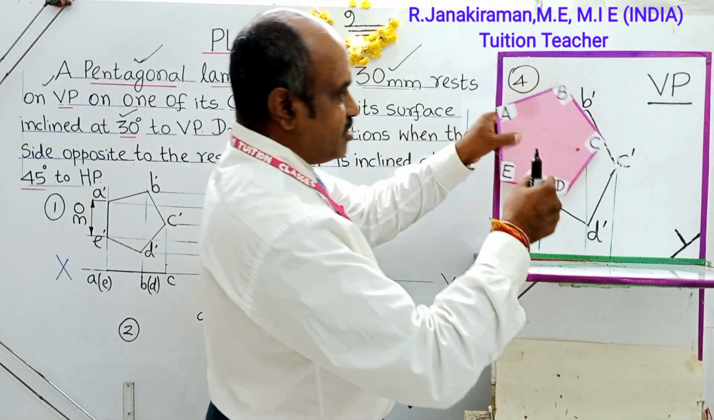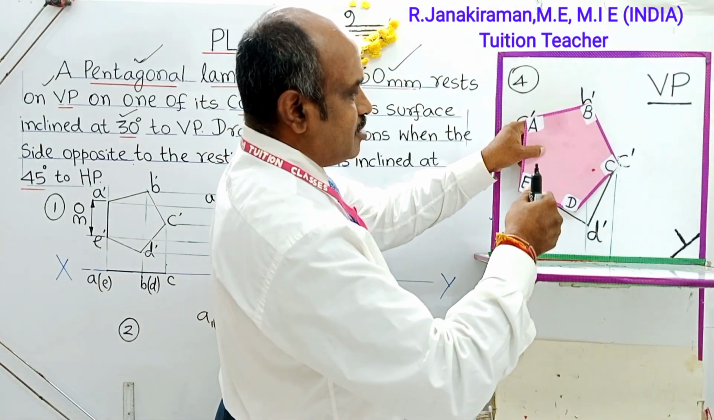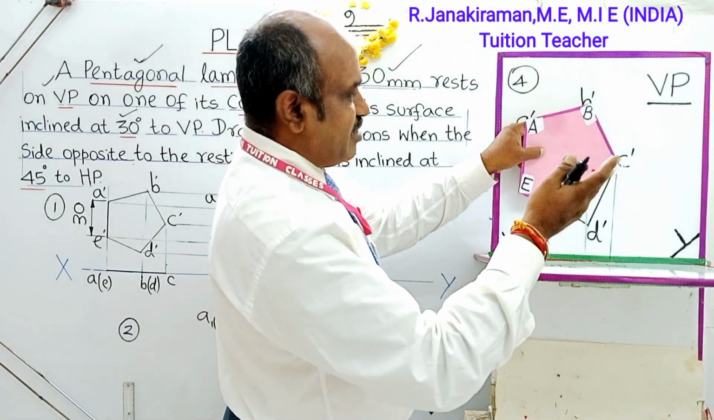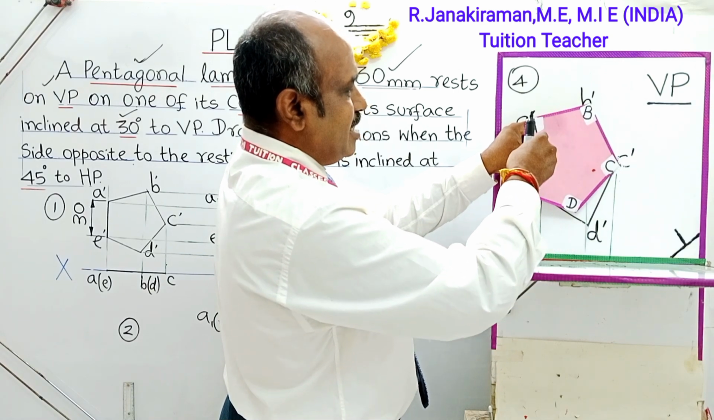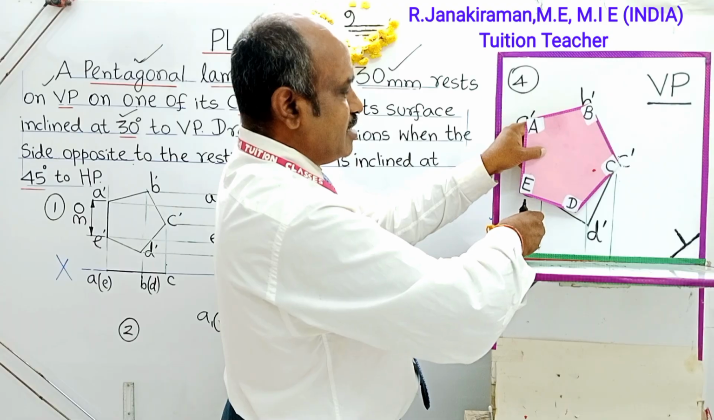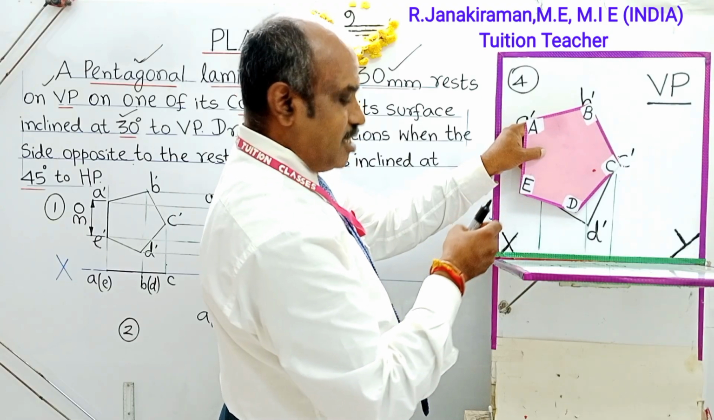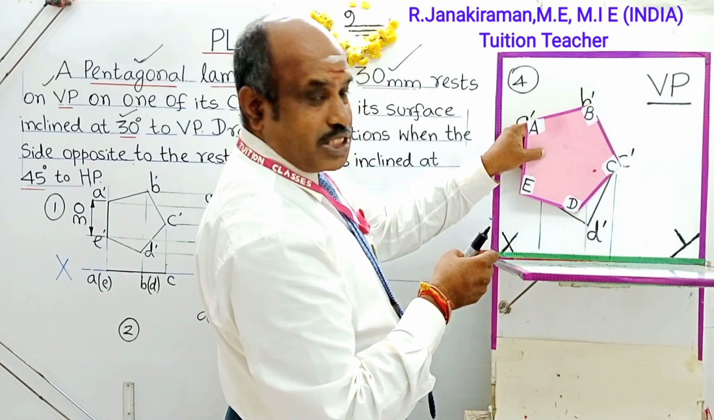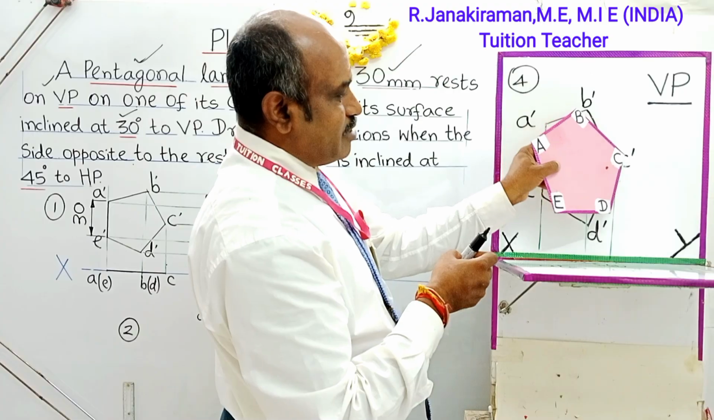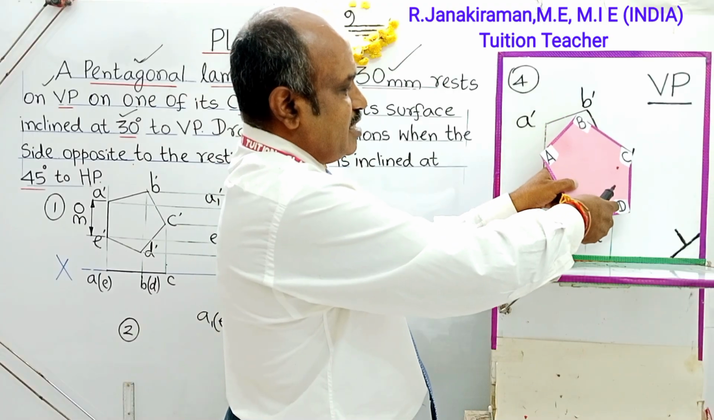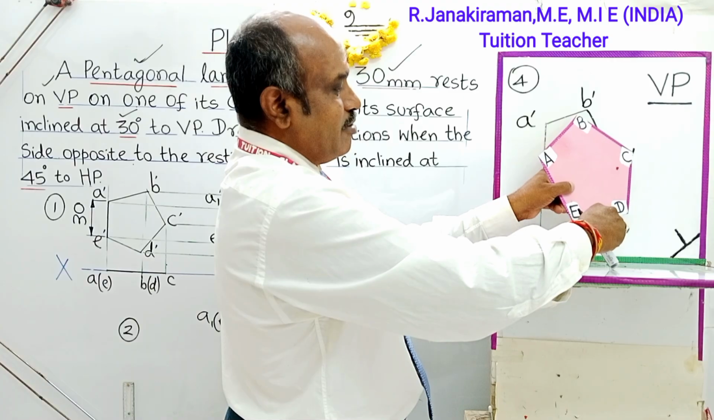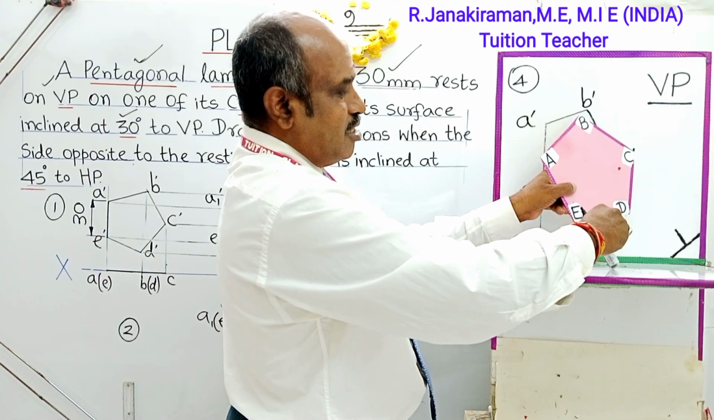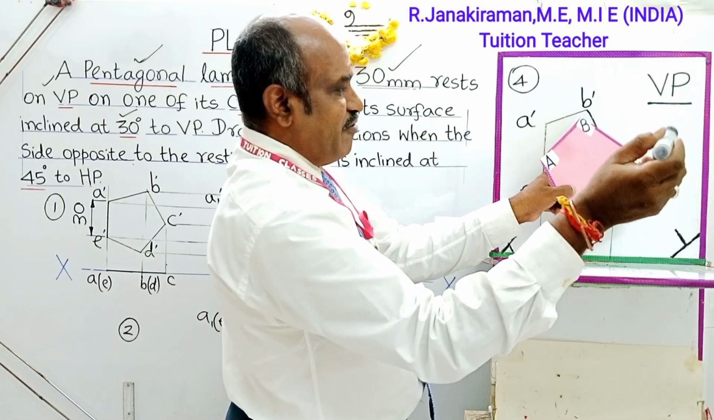So I have to turn this pentagonal lamina towards right or towards left. I turn this lamina so that this side AE, now perpendicular to the XY line, is to be inclined at 45 degrees to HP. So I tilt it like this. Okay, this will be the final projection. This side AE is now tilted to an angle of 45 degrees to HP. Okay, this will be the final front view.